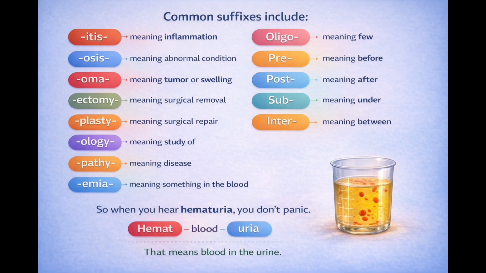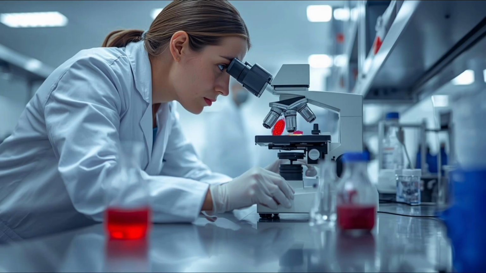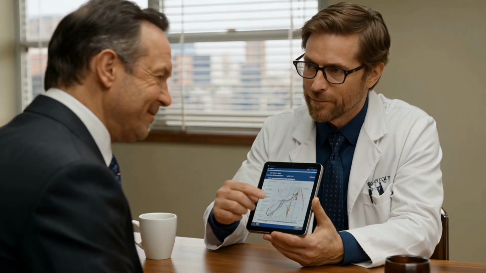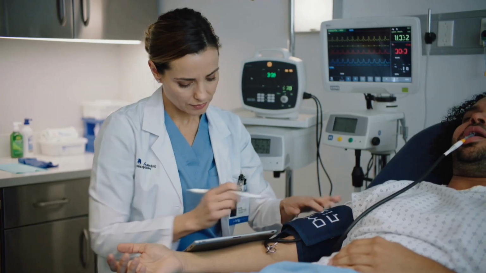Ectomy, meaning surgical removal. Plasty, meaning surgical repair. Ology, meaning study of. Pathy, meaning disease. Emia, meaning something in the blood. Urea, meaning something in the urine. So when you hear hematuria, you don't panic. Hemat, blood. Urea, urine. That means blood in the urine. This is the same language doctors, pharmacists, nurses, and lab scientists all understand.